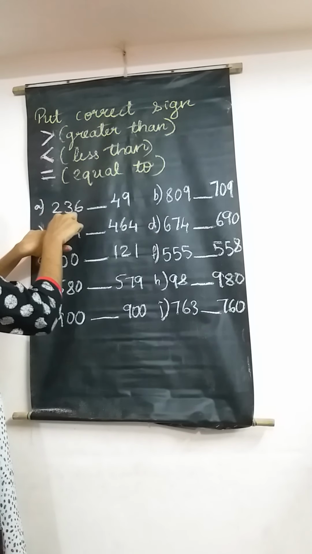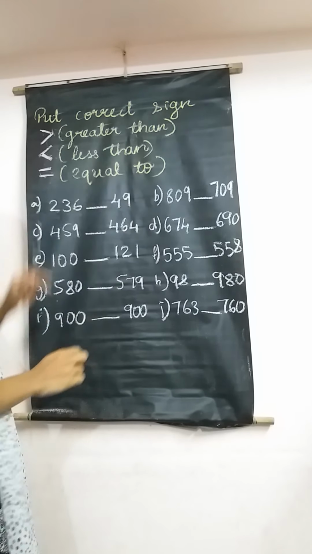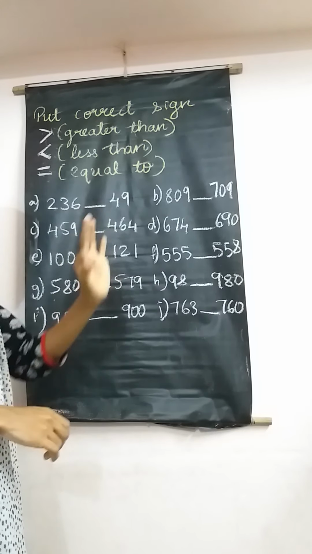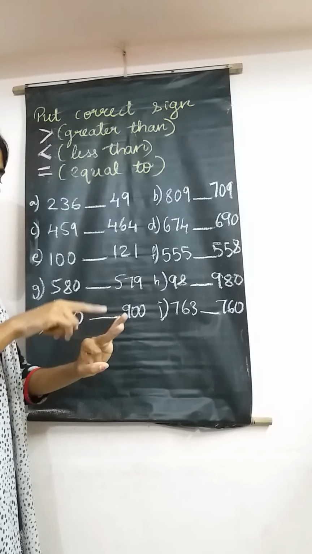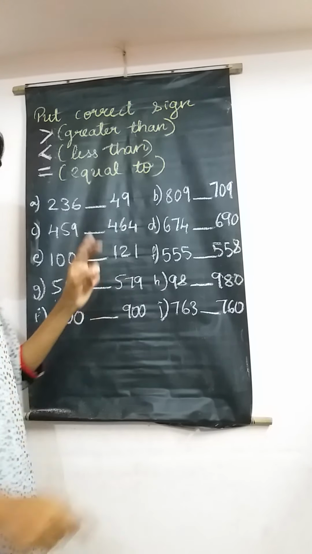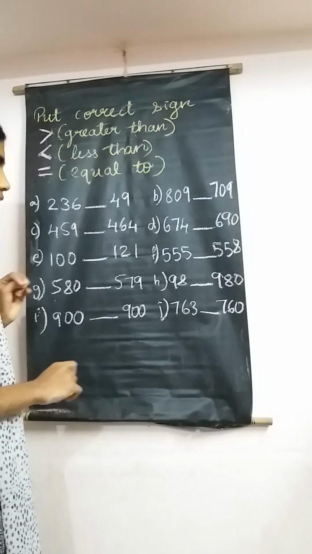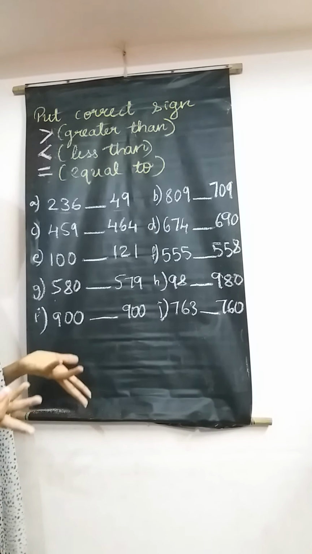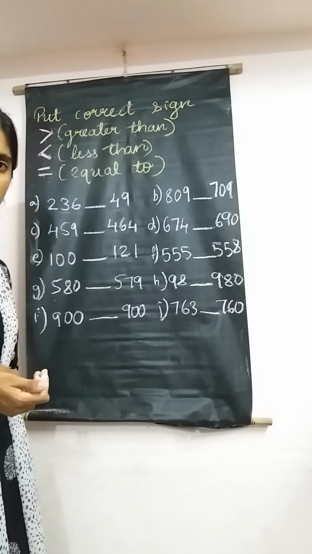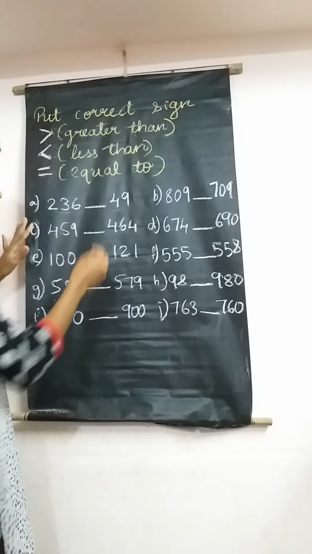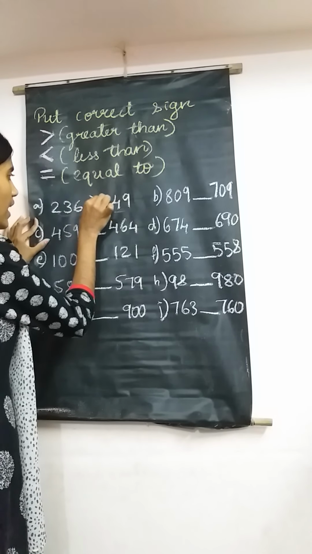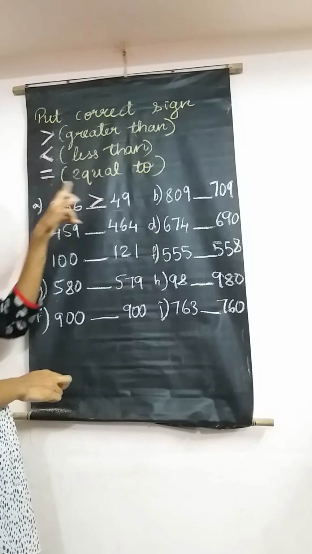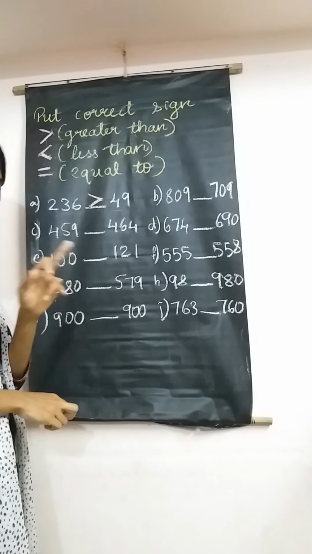Here is 236 and this side 49. This number has 3 digits: ones, tens and hundreds. And this side 2 digits: ones and tens. Now here 3 digits and here 2 digits. So obviously which side will be greater, children? 3 digits or 2 digits? 3 digits will be greater. So let us put here the greater sign. The sign's mouth is open to the greater number and closed to the smaller number.